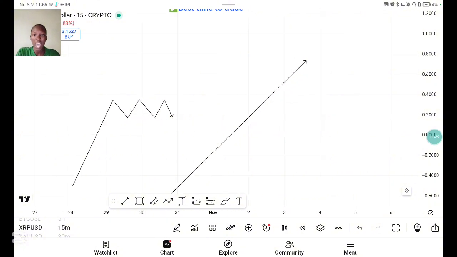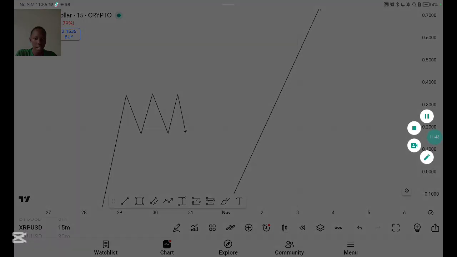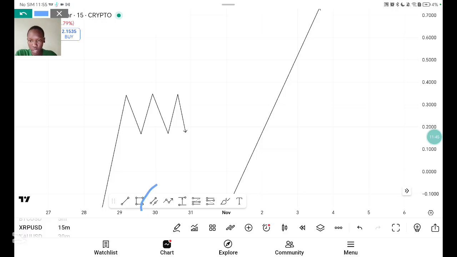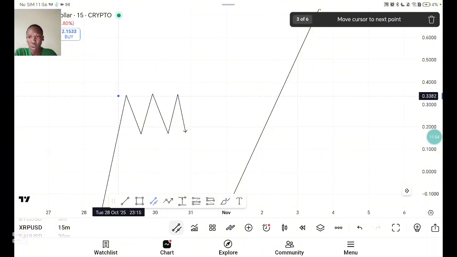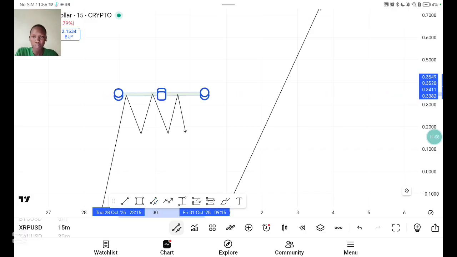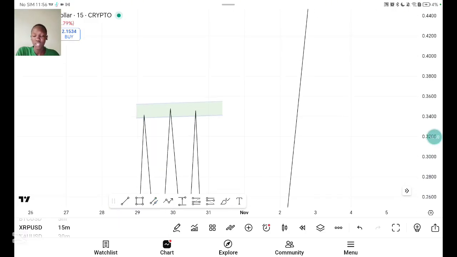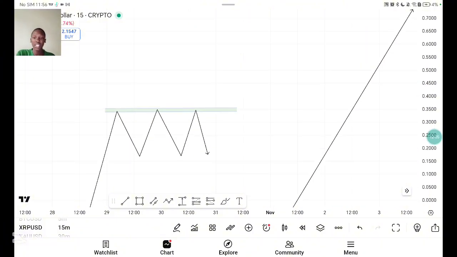So now this is how to draw the zones. You get this tool. Let me show you guys this tool here. Then after you get that tool, you connect all these highs like this, and you make the zones really tight. So this is how you draw.